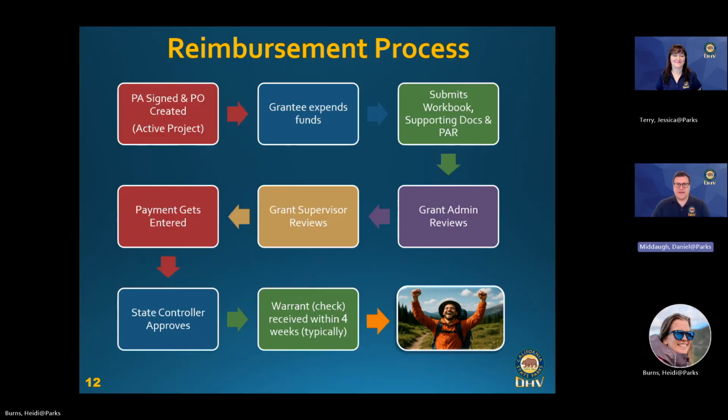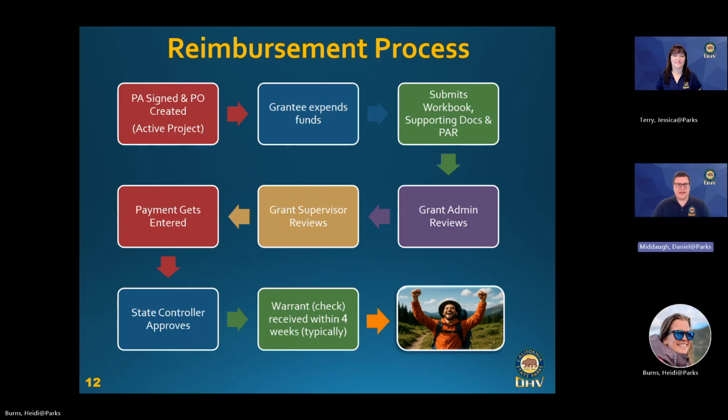After a while, eventually, you're going to submit for reimbursement. So you'll submit your expenditure workbook, supporting documentation, your PAR, perhaps some photos, and we will then have one of the grant administrators, myself, Jess, somebody else, review those. Once we complete our review, our supervisor does a second look, reviews and makes sure that we didn't miss anything.